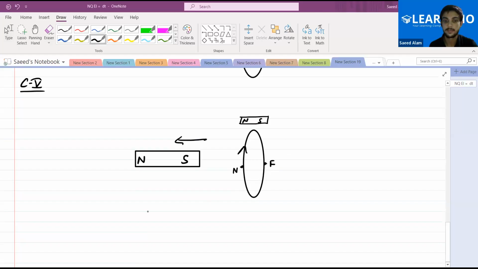Understood? Yes, sir. Is this clear to you? Okay, we'll move on to the next thing. We had seen some of the formulas. Remember this? Okay, some important things.